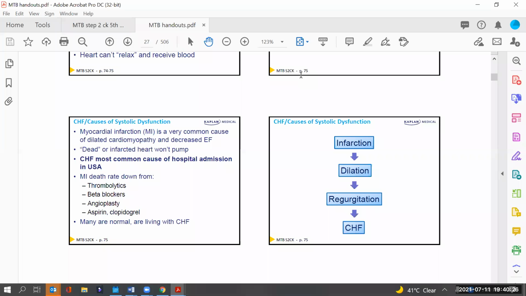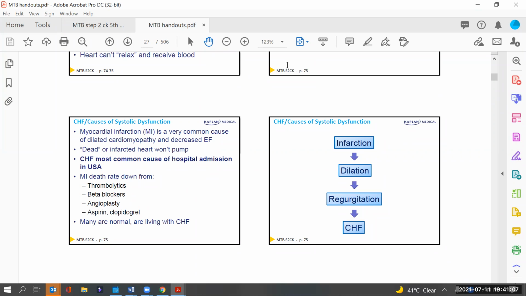Now, this is the most common cause of admission in the USA. We are not going to deal with this one. The MI death rate is down, thanks to thrombolytics, of course. We will see what is actually going to decrease the mortality and what is actually going to decrease the symptoms. Again, I'm going to emphasize, based on the MCQs, two things you must notice. The first thing is what drugs we are going to use to decrease the mortality of a patient. And the second thing, what drugs we are going to use to decrease the symptoms of a patient. These are very, very important points, and we are going to discuss them in detail.